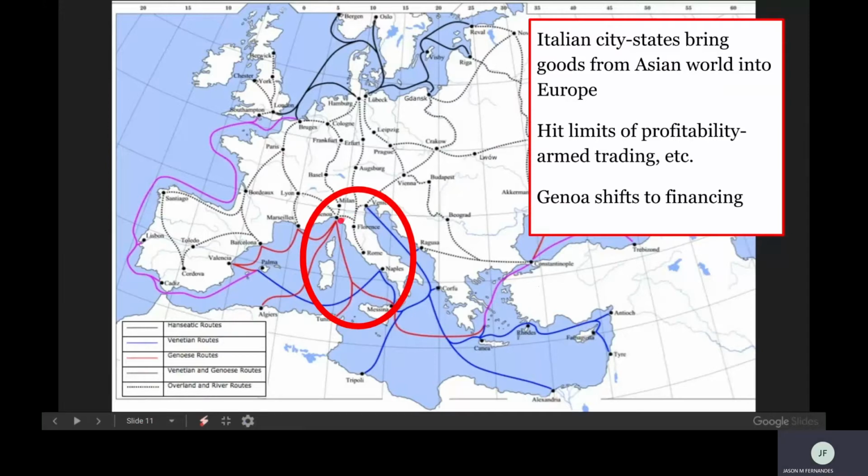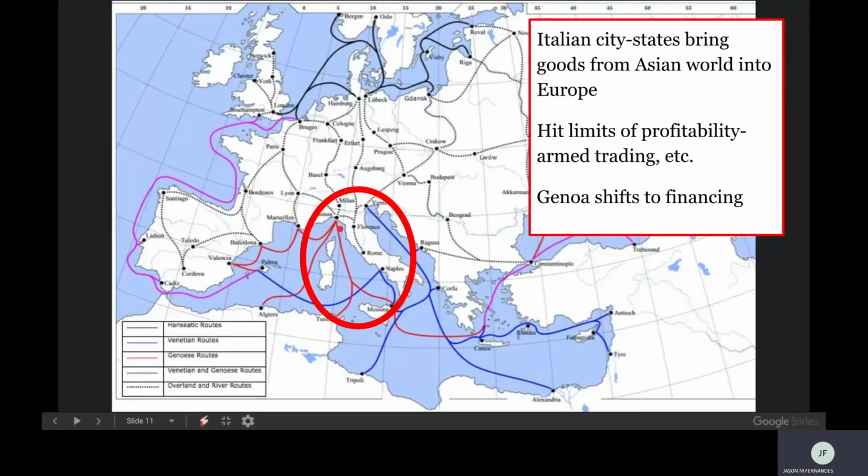However, over time, you're going to hit the limits of profitability here, right? There's only so many goods you can bring in, only so many people you can sell these to. So you get this really extreme competition. If you remember in your reading of Marx, he talks about the armed trading that's happening in here, fighting over these trade routes, who's controlling them, who's expanding them, etc.